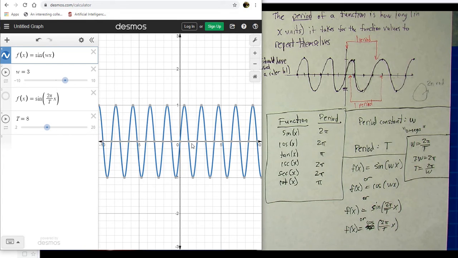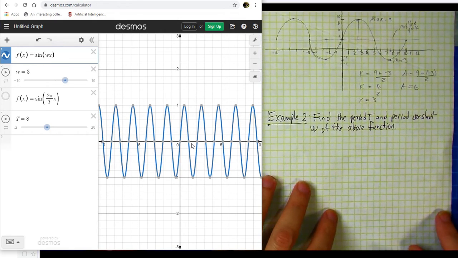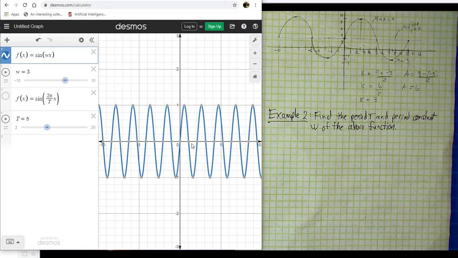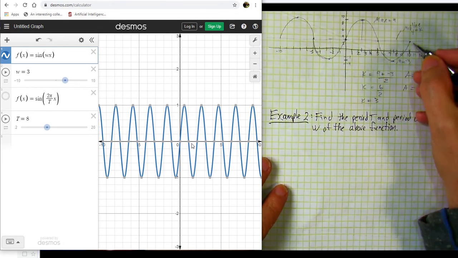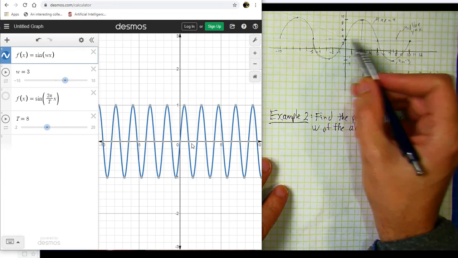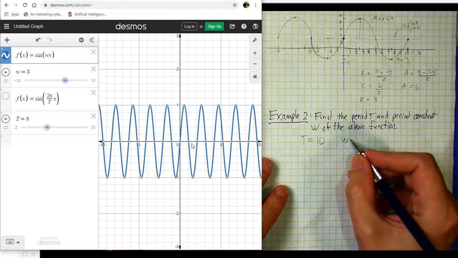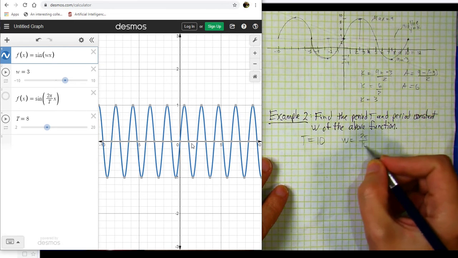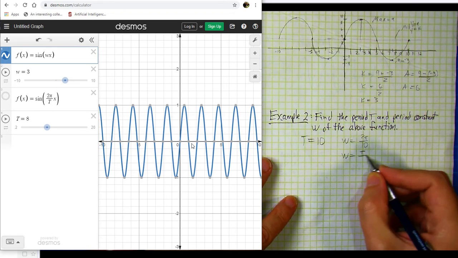So let's do an example. Just look at this same thing from before. We're going to find the period T and the period constant of the above function. So we can go max to max or min to min or whatever. Usually it's the easiest just to go from a point on the midline up a loop, down a loop, back to the midline. And you can see that happens here in 10 units. X equals 0 to x equals 10. So we know that T equals 10, and we know that omega equals 2 pi over 10. And of course we want to reduce that, so we'll say omega equals pi over 5.